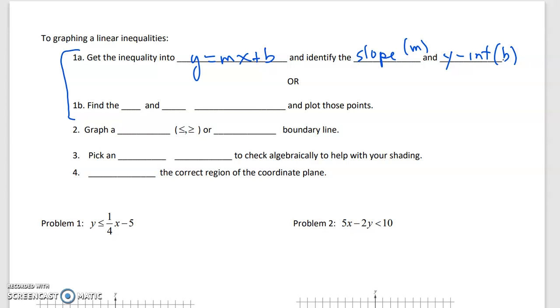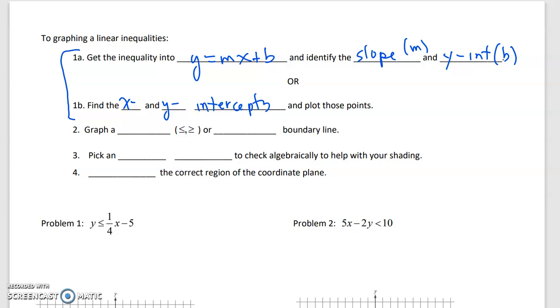The other way you could graph your boundary line is to find the x and the y-intercepts, and then you can plot those as points. So it's really up to you, and it depends what sort of inequality you're working with, and that's going to help you determine which of these methods is better.